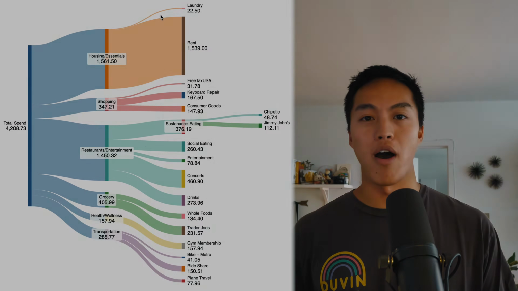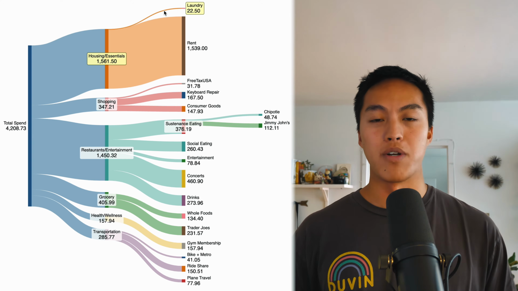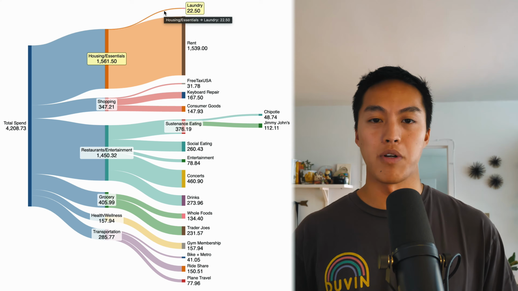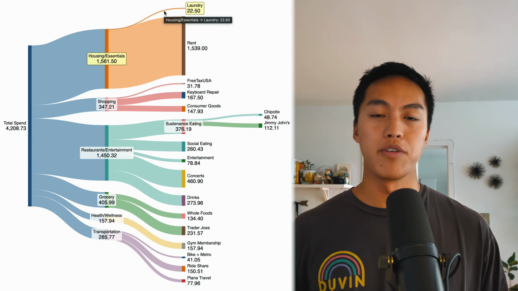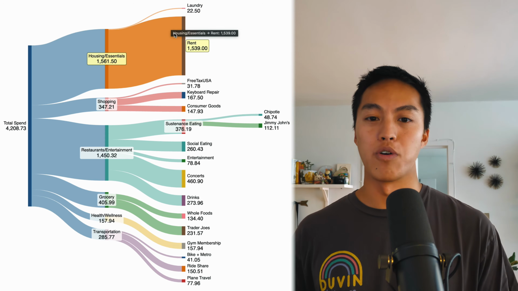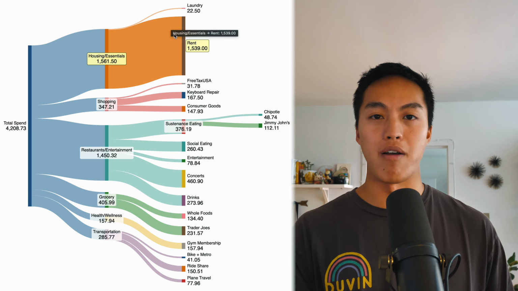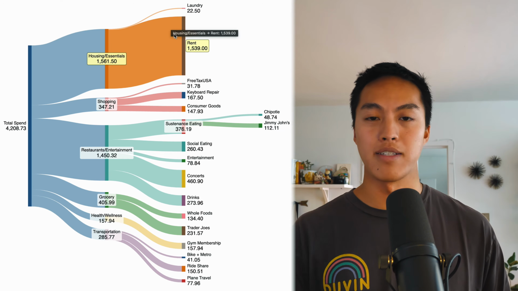There is a small little offshoot, which is laundry, which I paid $22.50 for. Since we do not have laundry in unit, I had to reload my card. All other utilities are included, so you'll notice that I don't have any separate Wi-Fi, electric, water, gas, heating, etc.